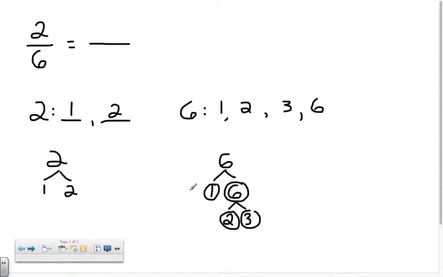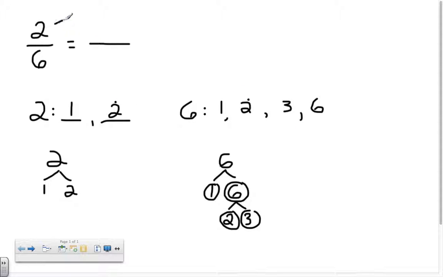Your child might not need to show it. They might already know what the factors of 2 and 6 are and can find the one they have in common. Okay? So once you've found what they have in common, you want to find the greatest common factor, the biggest number that they share. If you do a smaller one, it's fine. You just have more steps. So the greatest one they have in common is 2. They both have a 2 that they share.